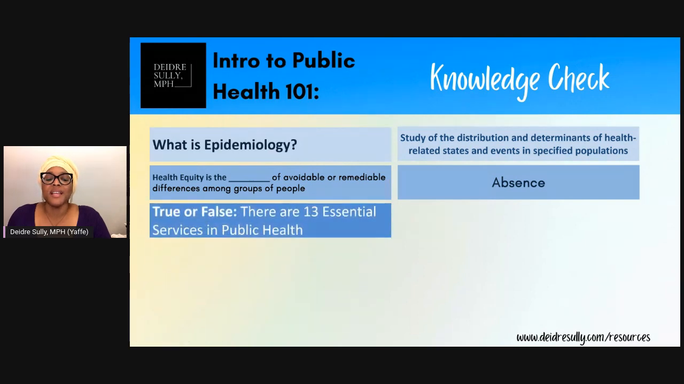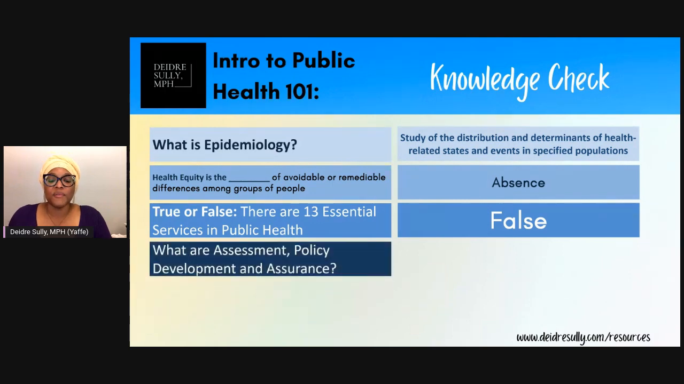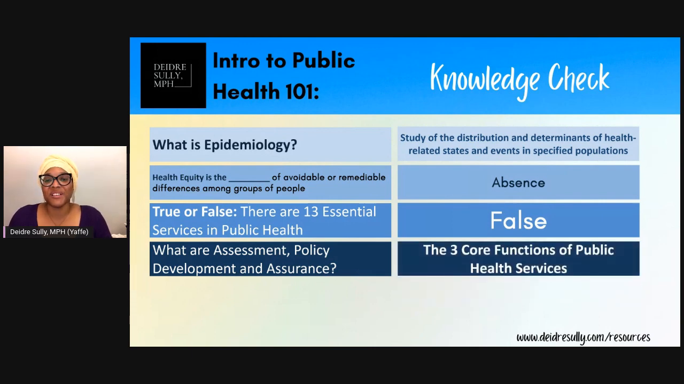True or false? There are 13 essential services in public health. This should be easy. False. There are 10. There are 3 core service areas, and there are 10 essential public health services. And those 10 essential public health services sit inside the 3 core areas. Number 4, what are assessment, policy development, and assurance? The 3 core functions of public health services.